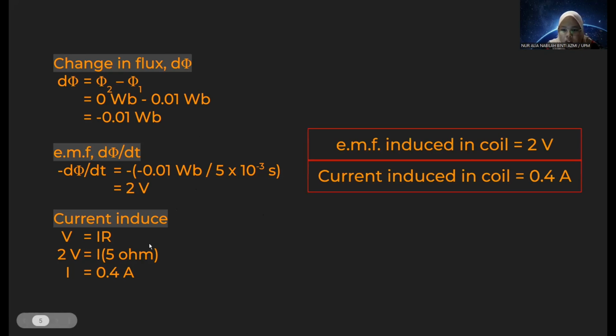So here I answer the question, where I get the EMF induced in the coil is 2 volts and the current induced in the coil is 0.4 ampere. So I think that's all from me. I will pass to Taki, and he will talk about how Faraday's law is related to other laws. Thank you.